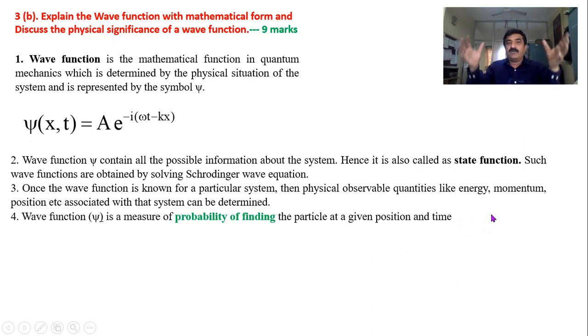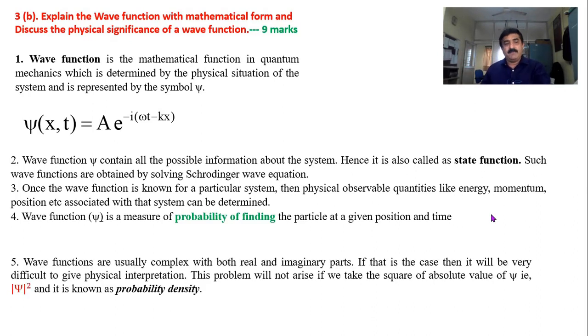Let us say you are in your college from morning 10 to 5. If I try to find your position in your house, the probability is 0 because you are in college. Suppose I try to find your position in college after 5 o'clock, the probability is 0 because you are at home. So like that, probability keeps on changing from place to place, from time to time. So that is probability function, wave function. But probability can be 0 but cannot be negative, cannot be imaginary.